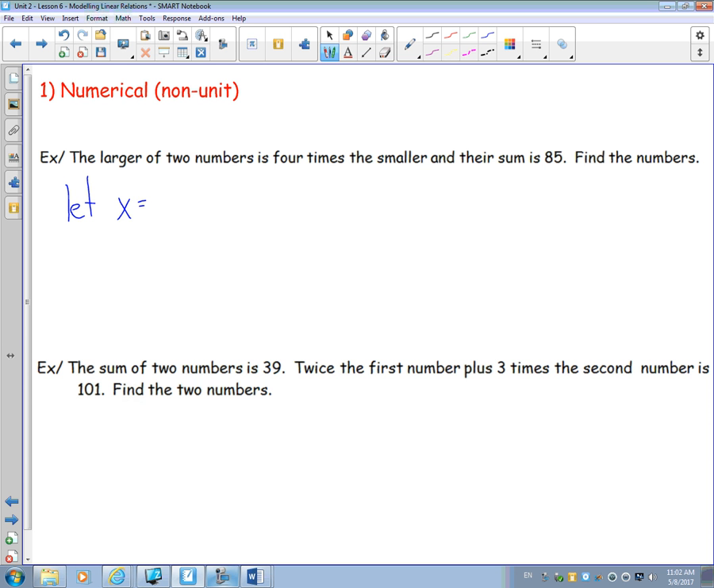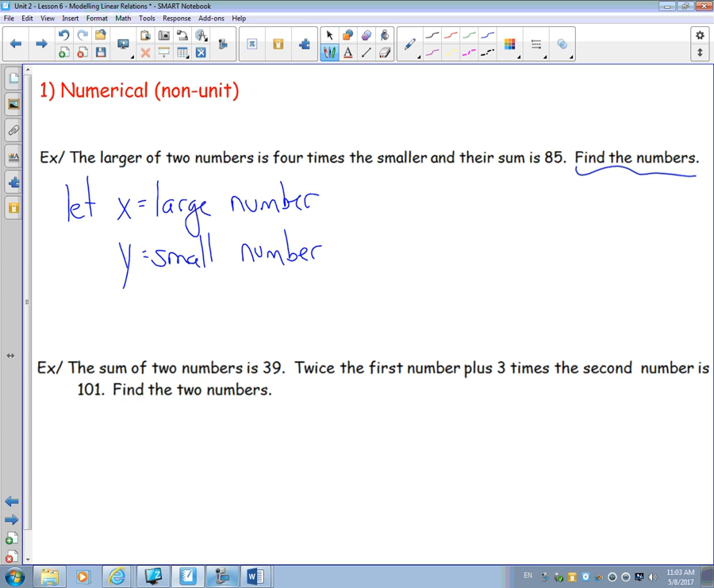So if we look at the first example, the larger of two numbers is 4 times the smaller, and their sum is 85. Find the numbers. What don't I know? Well, I don't know the numbers. So why would we not let x equal the first number? In this case, it's the large number. And we can make y be the small number. If you did vice versa, it is not going to make a difference. Your equation would just be the opposite of mine. And again, we're not solving them. We're just setting them up today.